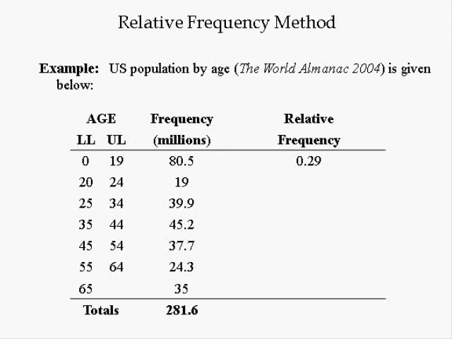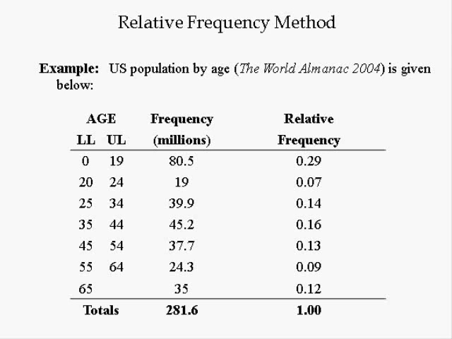The relative frequency of the second age group is 0.07. This is 19 divided by 281.6 million people. The relative frequency of the third age group is 0.14, which is 39.9 divided by 281.6 million. The relative frequency of the fourth age group is 0.16, which was found by taking 45.2 and dividing by 281.6. The relative frequency of the fifth age group is 0.13, the sixth is 0.09, and the final one is 0.12, and the relative frequencies sum to 1.